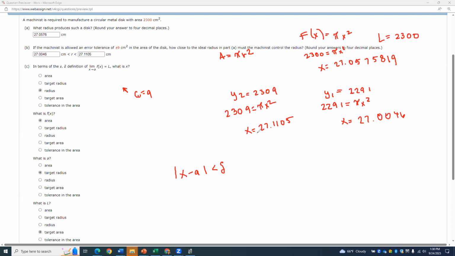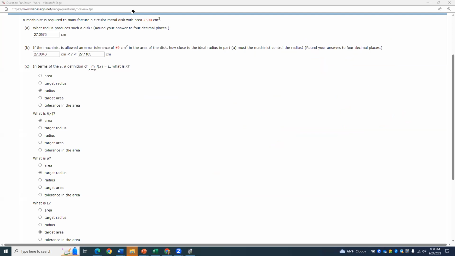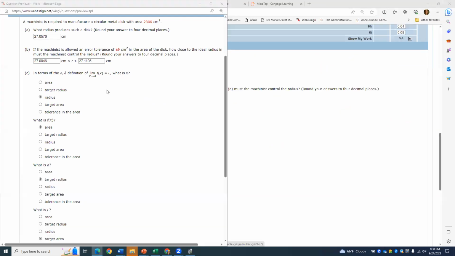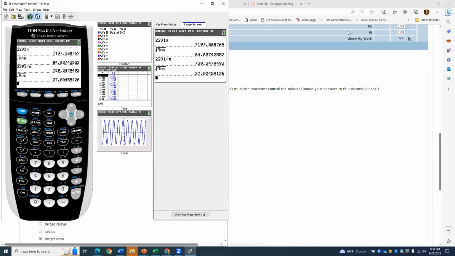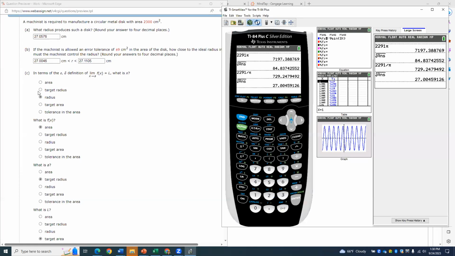So we already have, let's call these X2 and X1, and then we'll find the difference between X2 and, again, the target radius, which was 27.0576, and also find the distance between our other X value, which was 27.0046, and the target radius. Does that hopefully make sense? For this one, it's just a different way of viewing this limit definition, but it's all good.